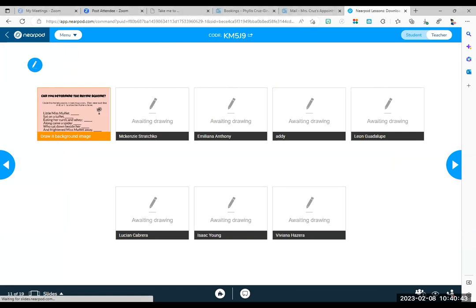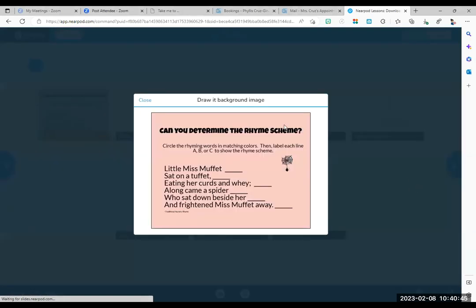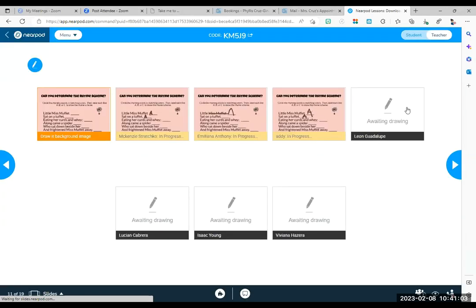So go ahead and start labeling the rhyme scheme, thinking about the last words in each line. Muffet, Tuffet. What letter would you give those? They have to be the same letter, right? Way, spider beside her, away. How would you label them? This can be a little tricky. I get it. To listen for and label the rhyming scheme or pattern in a poem.